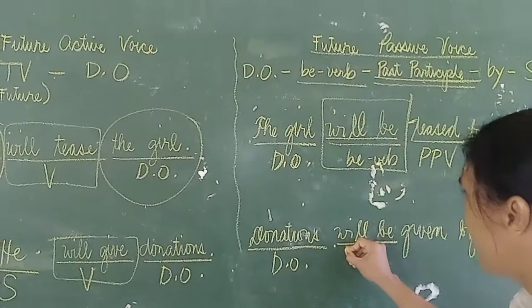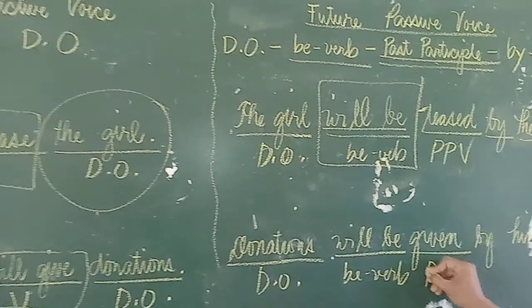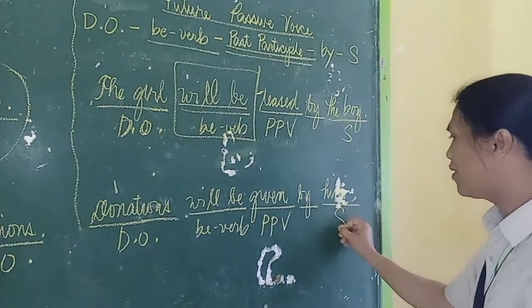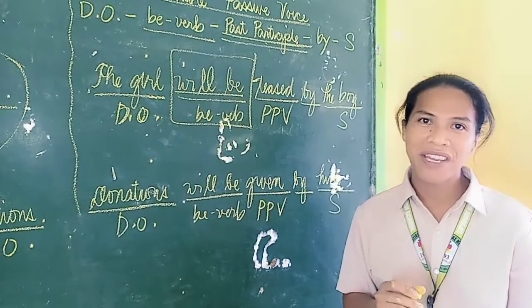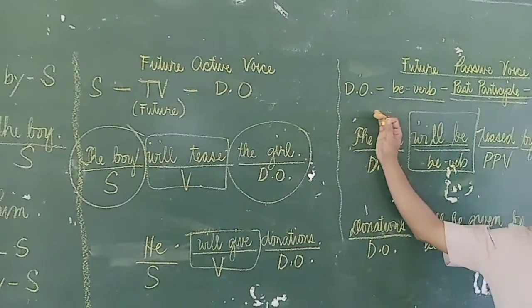No? Okay, this is our be verb in the future passive. And then given is our past participle of the verb, the preposition by, and this is our subject. Very easy, no? So you are provided with a simplified pattern.